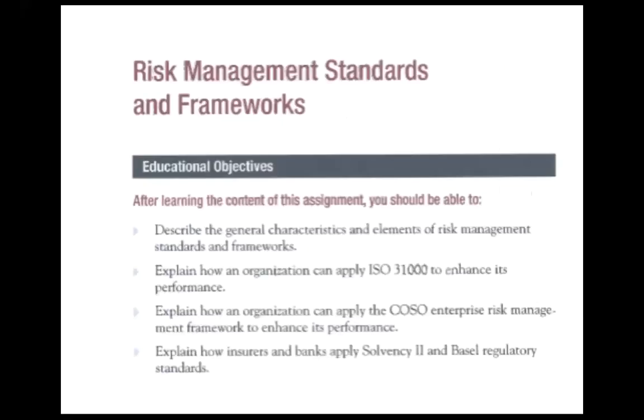We have 4 objectives as part of this chapter. The first one: describe the general characteristics and elements of risk management standards and frameworks. The next 2 are really explaining the 2 main frameworks that are out there. Explain how an organization can apply ISO 31000 to enhance its performance. Explain how an organization can apply the COSO Enterprise Risk Management Framework to enhance its performance. And lastly, explain how insurers and banks apply Solvency II and Basel regulatory standards. And we'll go through some tips to help memorize some of those things as well.